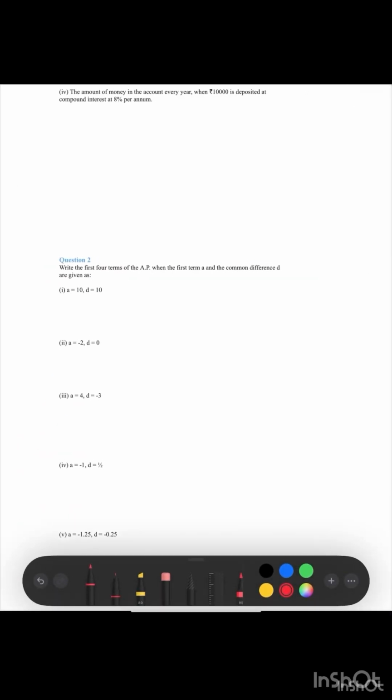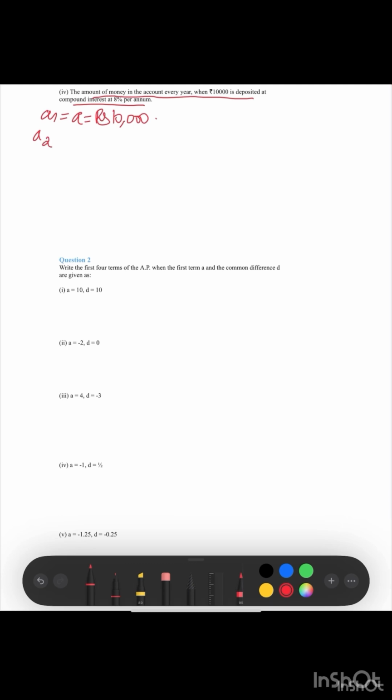Coming to the next part, the amount of money in the account every year when 10,000 rupees is deposited at compound interest at 8% per annum. But a compound interest is never in AP. Let's see how. First of all, A1 would be equal to A, that is rupees 10,000. So my principal amount is rupees 10,000. My rate of interest is 8% and time over here would be 1 year.